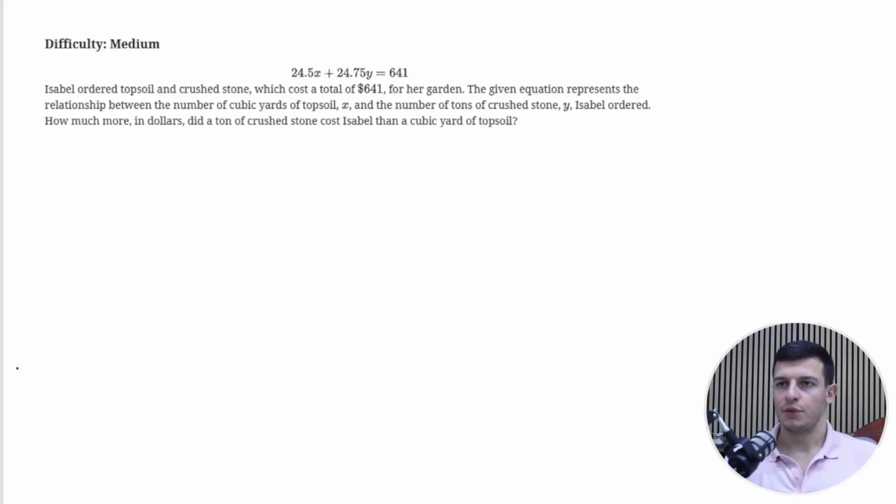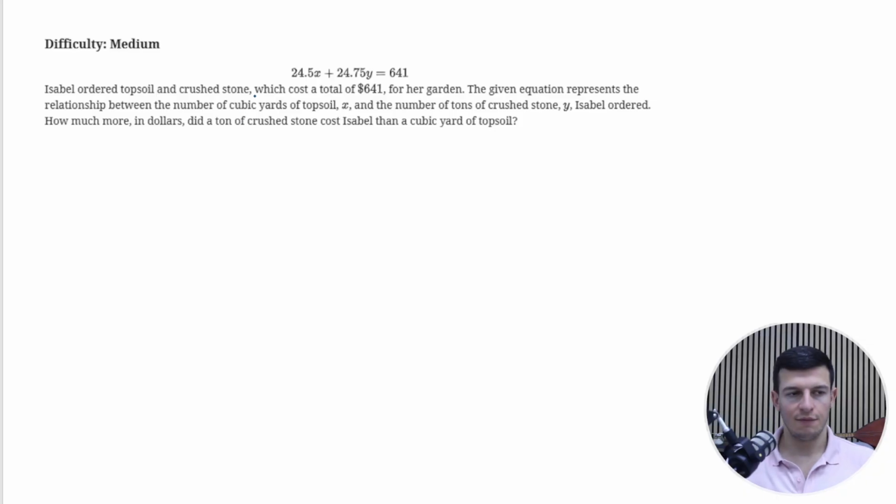Isabel ordered topsoil and crushed stone, which cost a total of $641 for her garden. The given equation represents the relationship between the number of cubic yards of topsoil, x, and the number of tons of crushed stone, y, Isabel ordered. How much more in dollars did a ton of crushed stone cost Isabel than a cubic yard of topsoil?